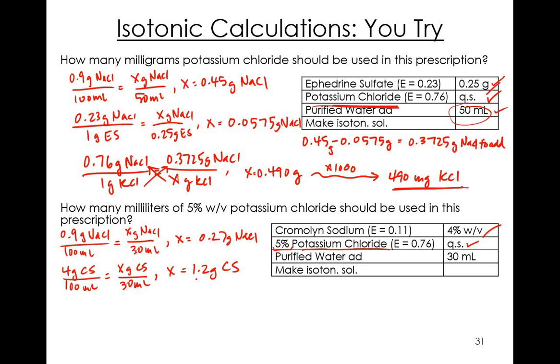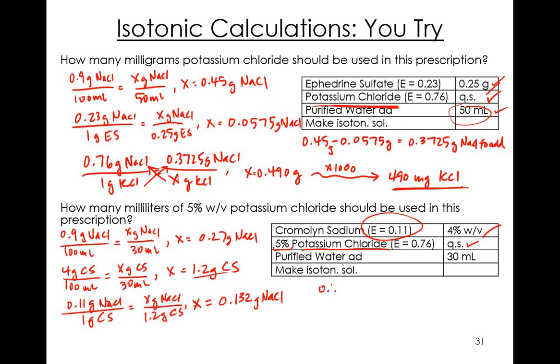And we want to know how much sodium chloride that would contribute to the solution. So we use its E-value, which is given here, 0.11 grams of NaCl is represented by 1 gram cromolyn sodium. So how many grams NaCl is going to be represented by the 1.2 grams that we have in there? X equals, I get 0.132 grams NaCl.